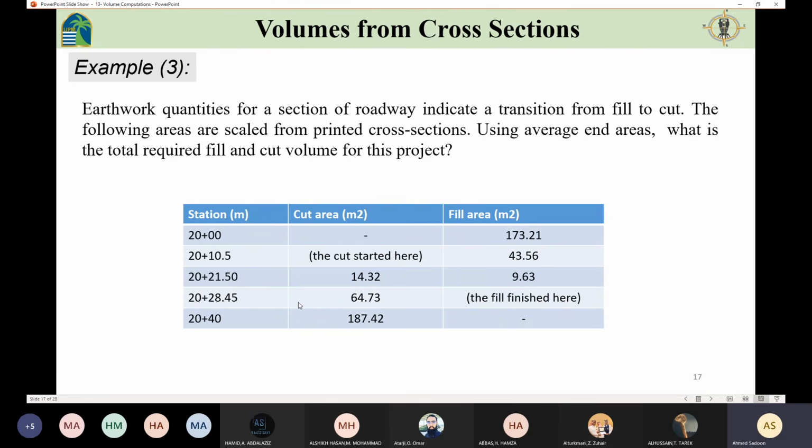Then we have this station here. Also, we have cut and we have fill, but the fill finished here. So the value of the volume for the fill is 0 because the fill finished at this station. And in the final station, we have only cut and we don't have fill. So we need to determine the earthwork quantities. We need to know how much volume for cut and how much volume for fill.